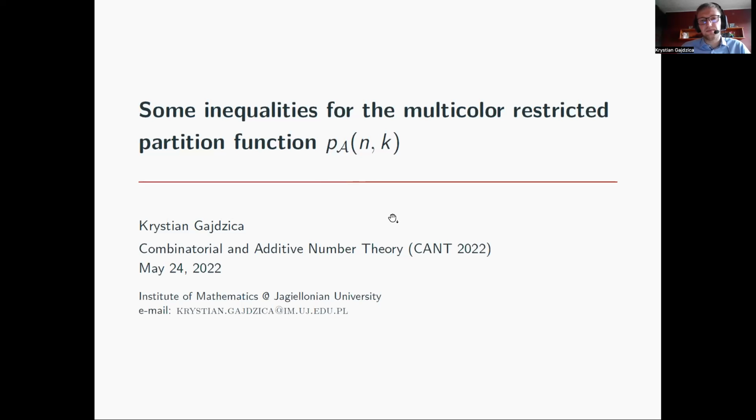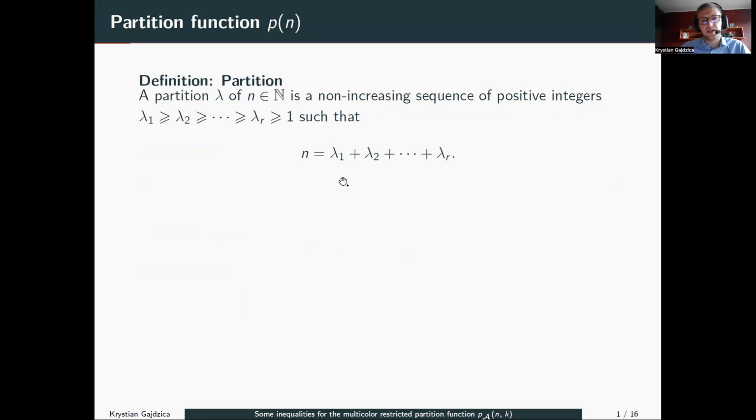However, before we go to the main part of my talk, let me recall the most basic objects connected with the theory of partitions. Namely, by a partition lambda of a non-negative integer n, we mean each non-increasing sequence of positive integers lambda 1 up to lambda r, such that the sum of these elements equals n. The elements lambda i are called the parts of the partition lambda.